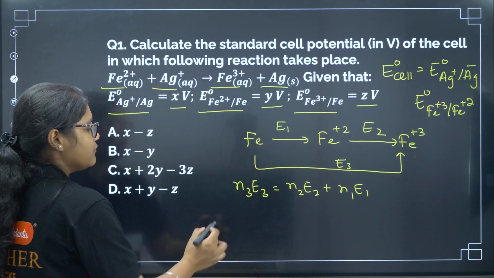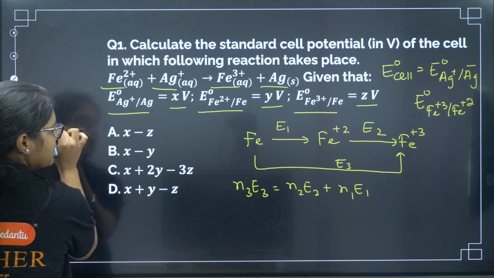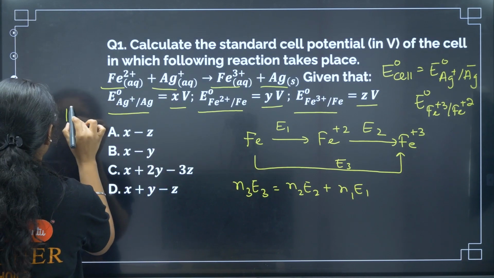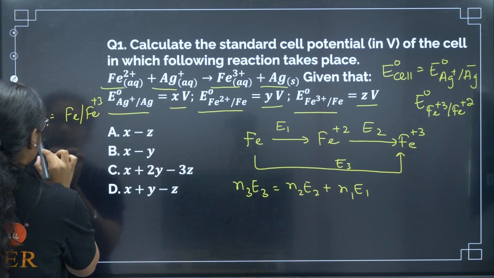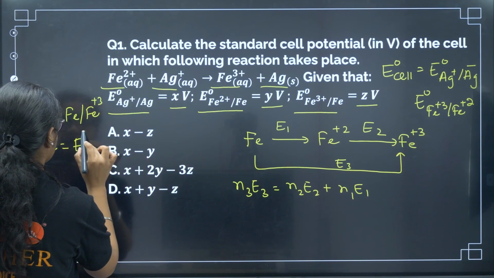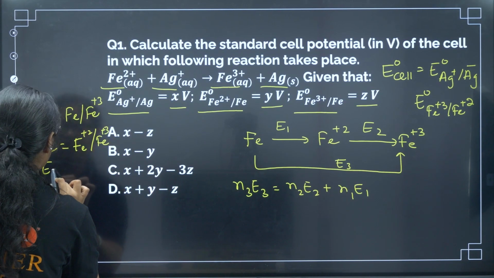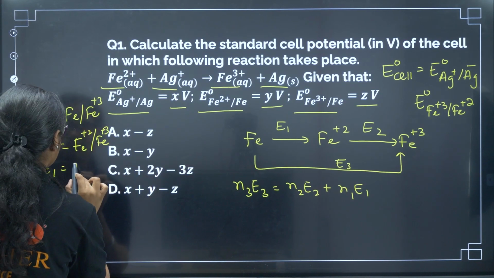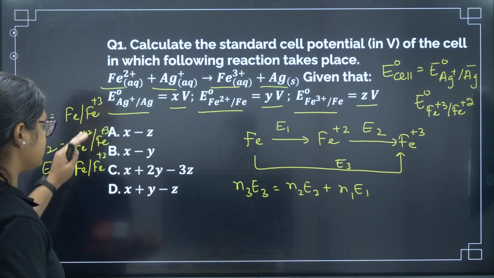Okay. Now I'll mention the values here. What is E3 value here? E3 is Fe to Fe3+. Okay. Then E2 value is what? E2 value is Fe2+ to Fe3+. Okay. And E1 value is Fe to Fe2+. Okay. These three values I have mentioned.